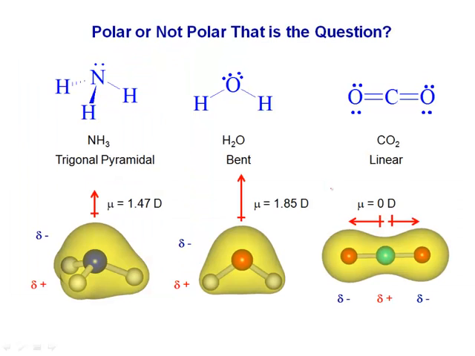So here we're looking at three chemicals, and if we were going to compare the freezing points of these, I think you know which one would have the lowest freezing point. Would it be ammonia, or would it be water, or would it be CO2?